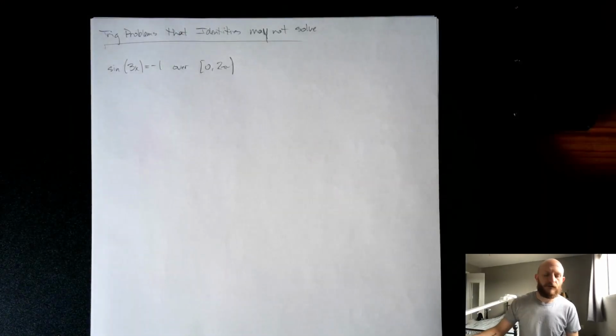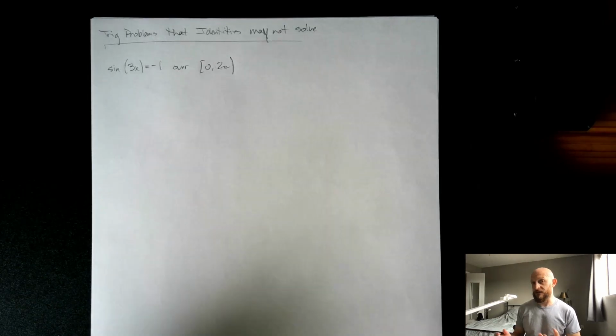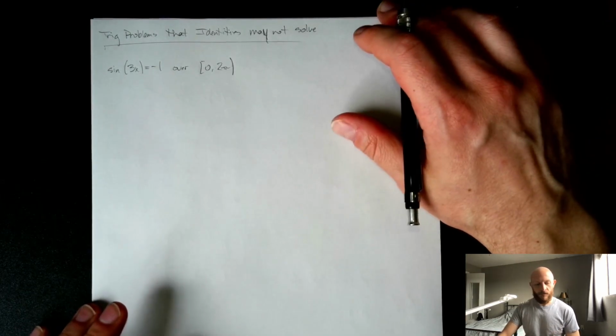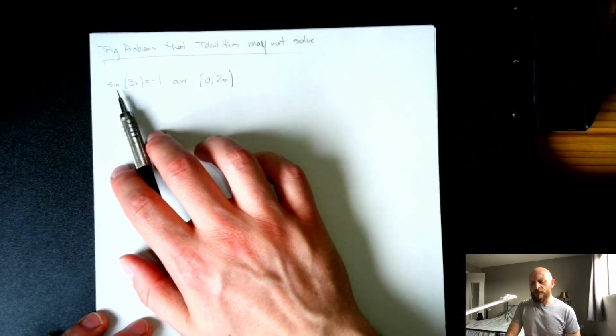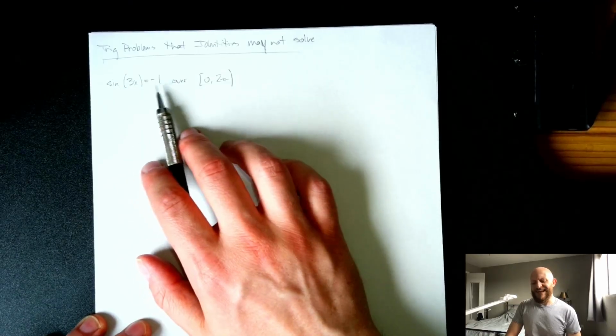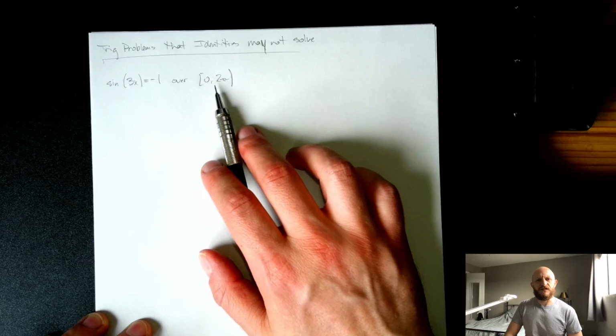Hi everybody. So this is going to be a video on how to solve trig problems that identities may or may not solve. At the very least, problems where maybe you could solve it with an identity, but you don't necessarily need to. Maybe it might actually make things a little bit more complicated for you. So here's an example problem. We want to solve sine of 3x equals negative 1, and we want to find the solutions over the interval 0 to 2 pi.